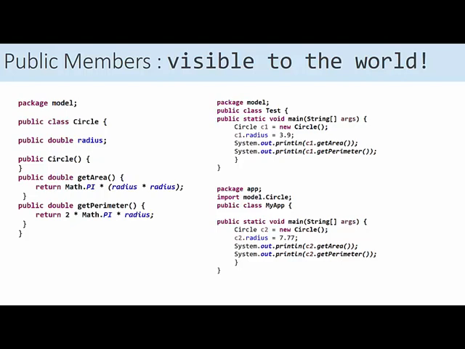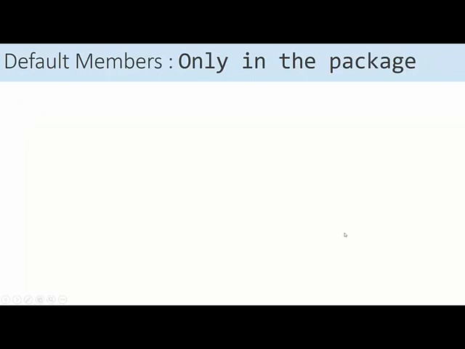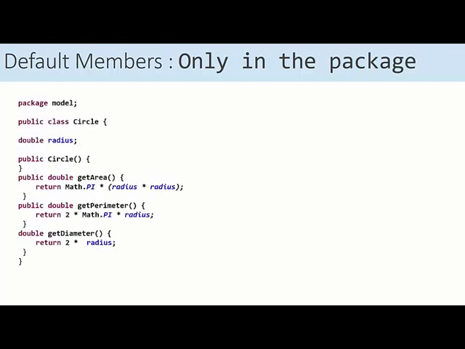Let's look now at the second access modifier, or the no modifier. Actually, default modifiers or default members are only visible in the package. If there is no keyword like public or private or protected, then that data member is only visible in the package. Here we have the same circle class. We now added one new method and changed the visibility of the radius. I removed the public keyword from the radius declaration, and I added a new method without the public keyword.